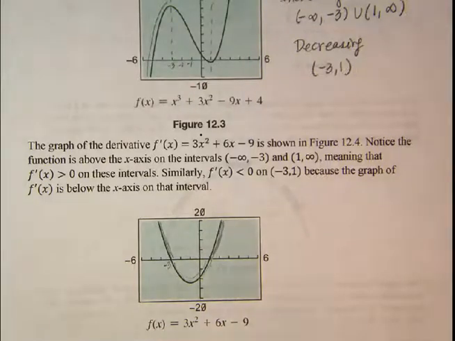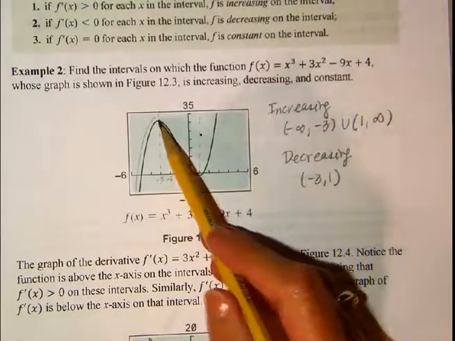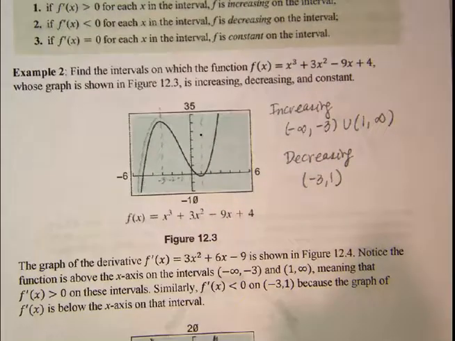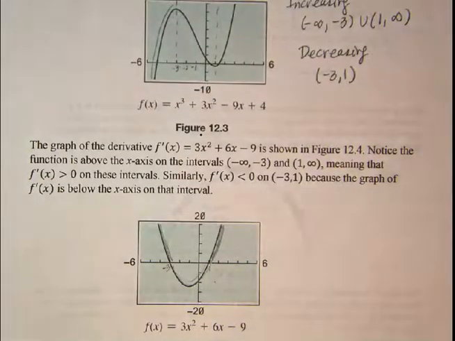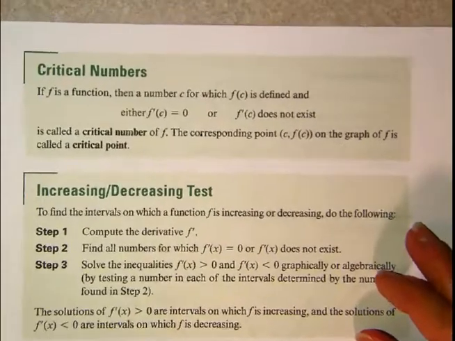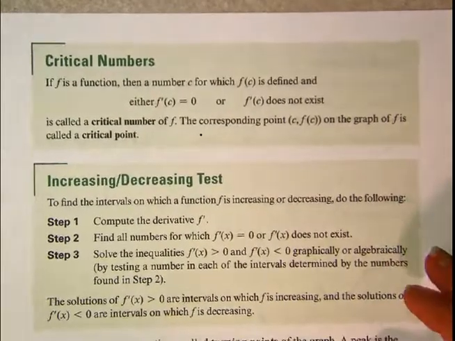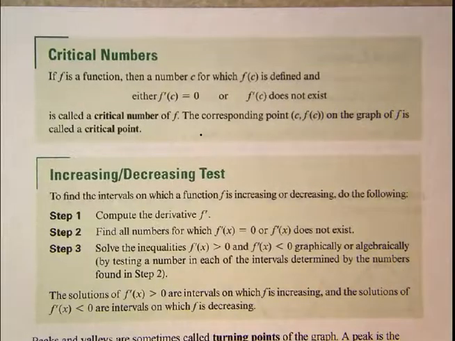But the values here that separate these values from that -3 here and that 1, same thing here, the -3 and the 1, these values are critical numbers. That leads us to the next page there. These are critical numbers, and that's where the derivative is either equal to 0 or the derivative doesn't exist.